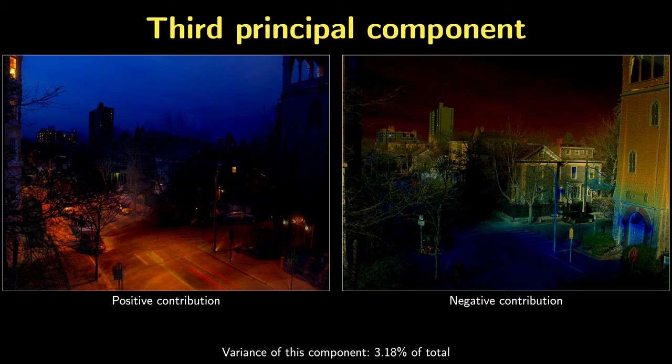If we now look at the third principal component, then in the positive contribution, we have a number of dusky colours that are kind of lighting up the street. In the negative contribution, we see that the buildings and apartment blocks are illuminated using yellow and greenish colours. And this component explains 3.18% of the total variance in the dataset.